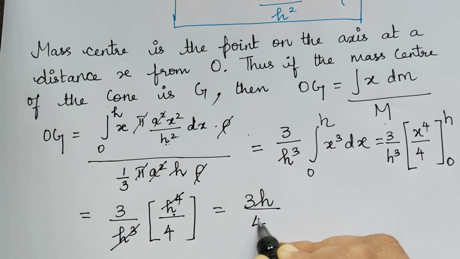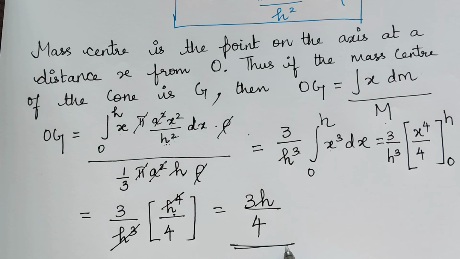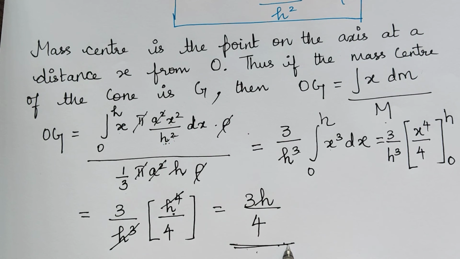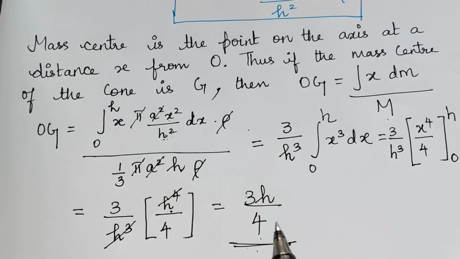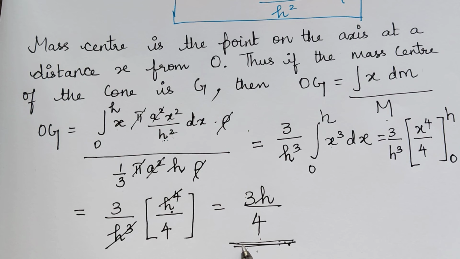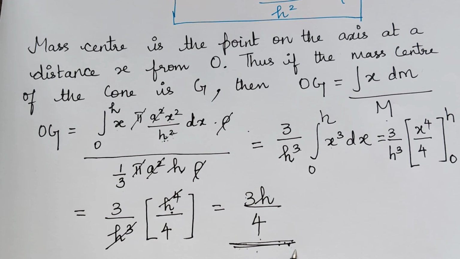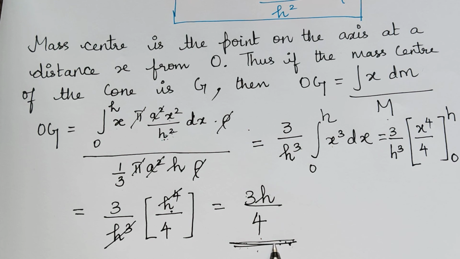So the answer will be 3h by 4. Therefore the center of mass for a solid right circular cone with height h is 3h by 4. So I hope that you would have understood how to find the center of mass for a solid right circular cone. In our next video, we will find the center of mass for a hemispherical shell and a hollow right circular cone.